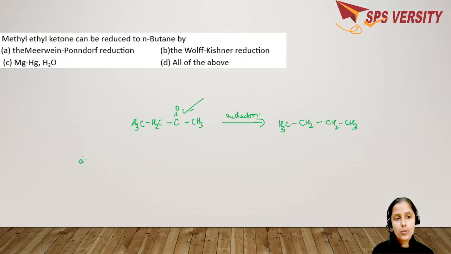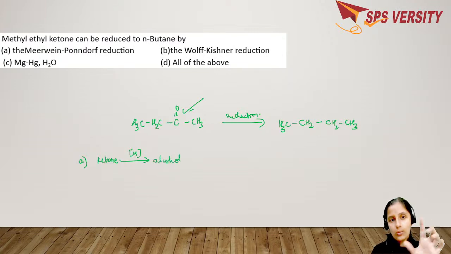If you go ahead with option A, that is Clemmensen reduction, it is the one where the ketone is reduced to get, instead of this one, an alcohol. The hydrogen adds on both sides of the double bond, so you get alcohol.